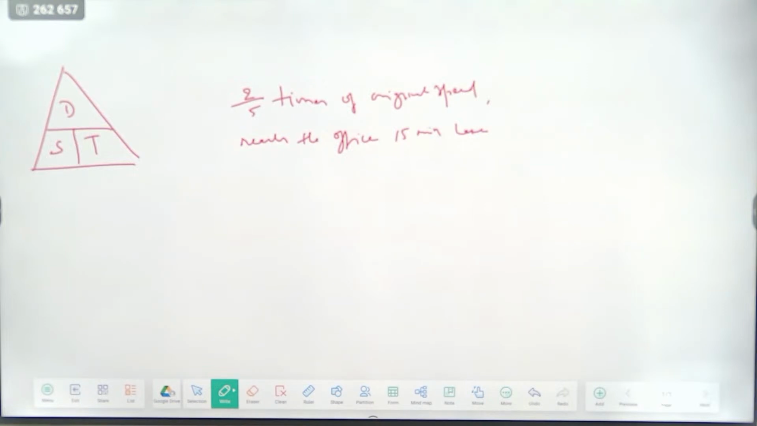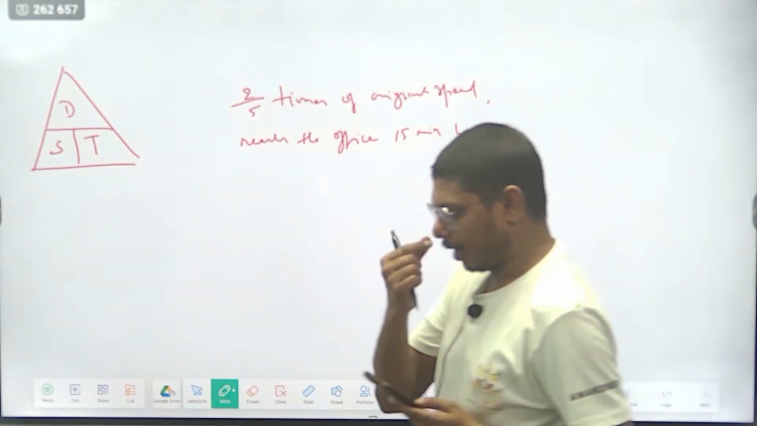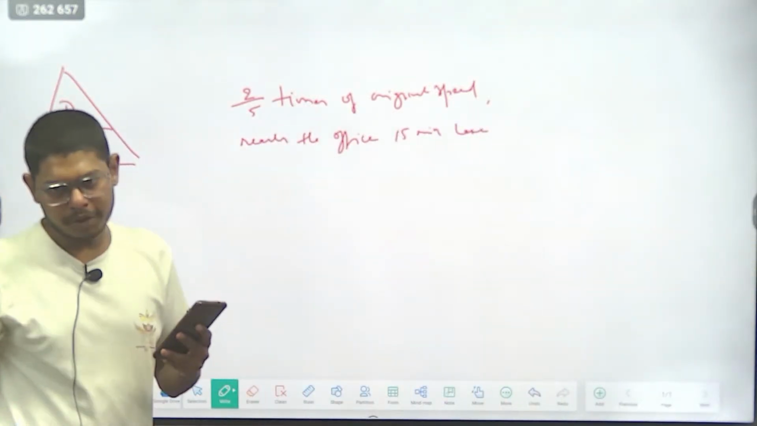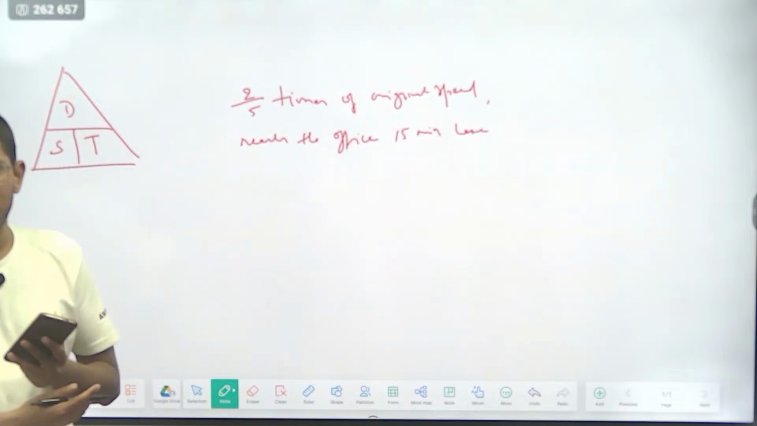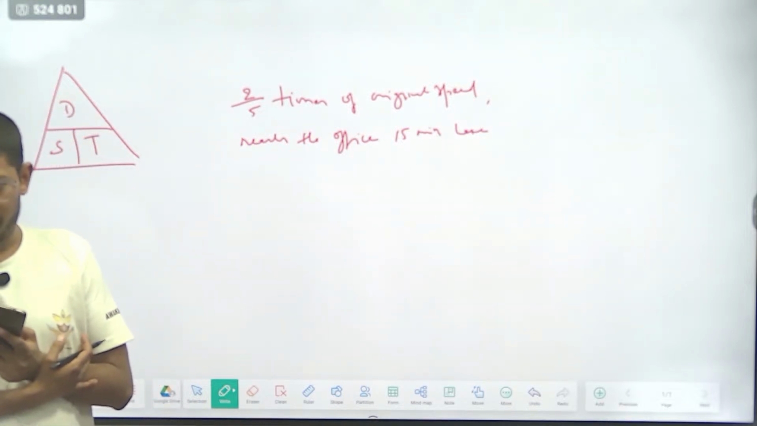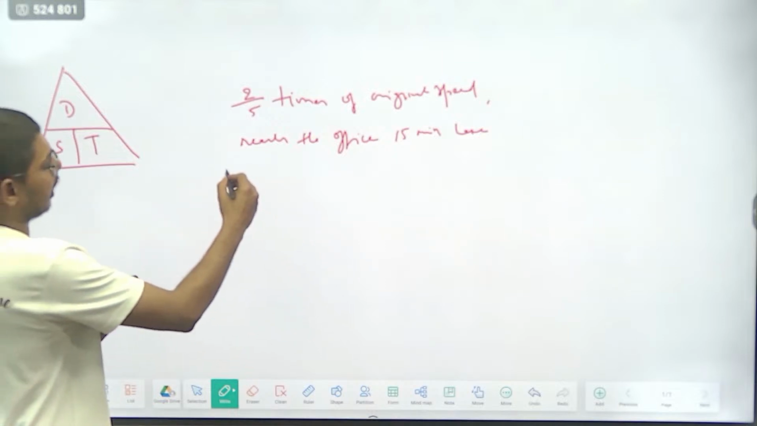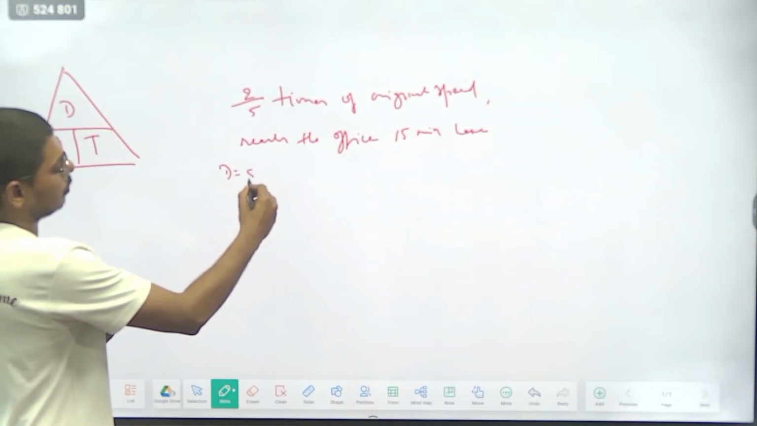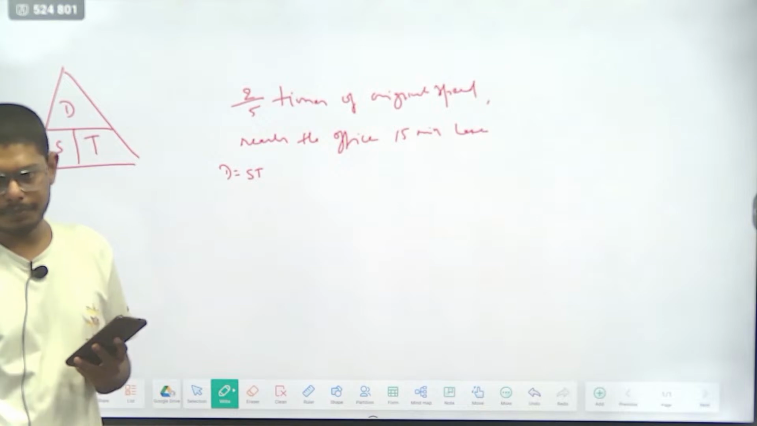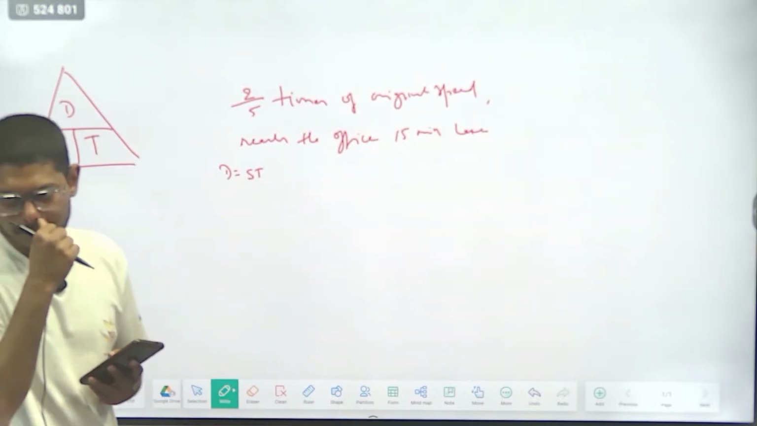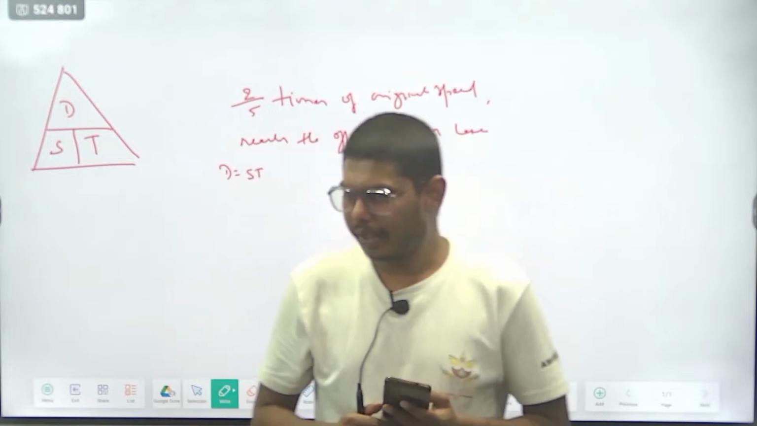Right. Guys, come back. Forget all that. There are so many jamborees in your books. Please do not get bogged down by that. What did I tell you? Distance is equal to speed into time. Right? Distance is equal to speed into time, isn't it?